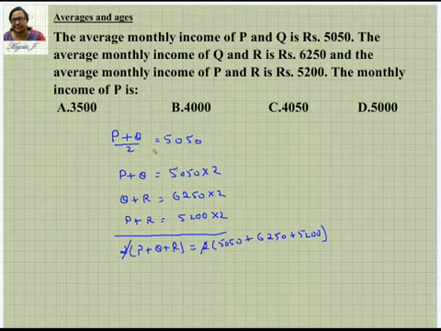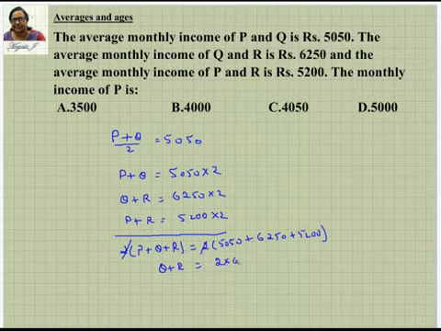So what you can do is, when you want the value of P, that means I need to eliminate these 2. So you can just consider this Q plus R, whatever is given here. That equation you can write here, like Q plus R. So what is Q plus R? It is nothing but 2 times of 6250. And subtract this from this. So that means you're going to subtract.